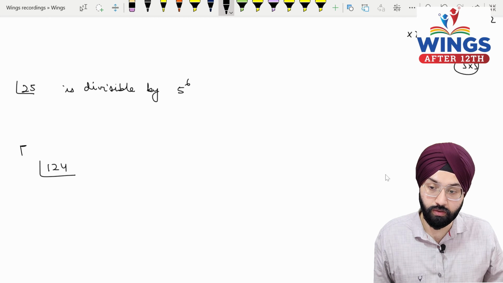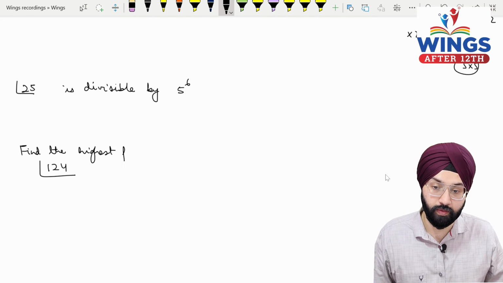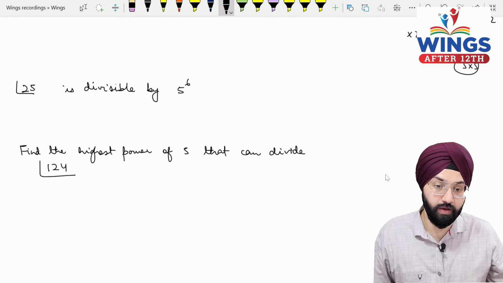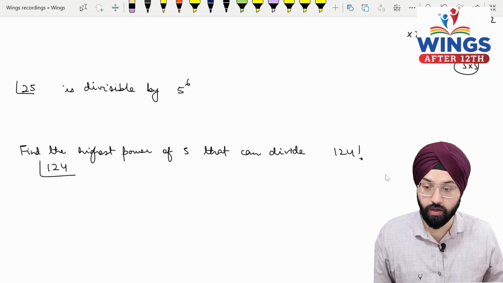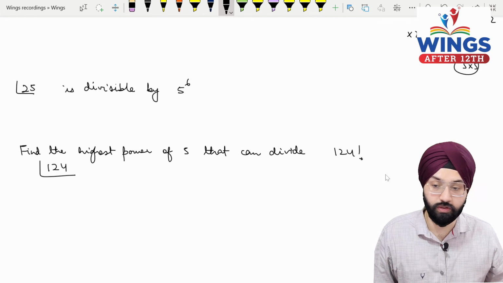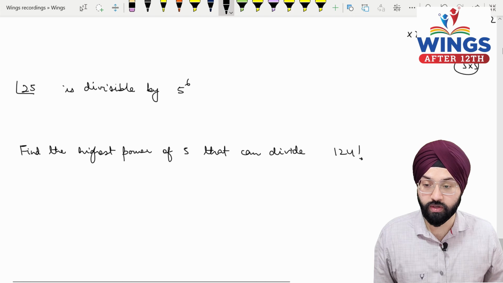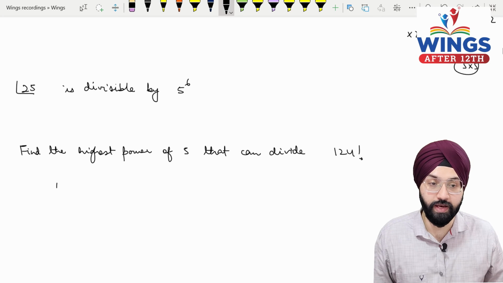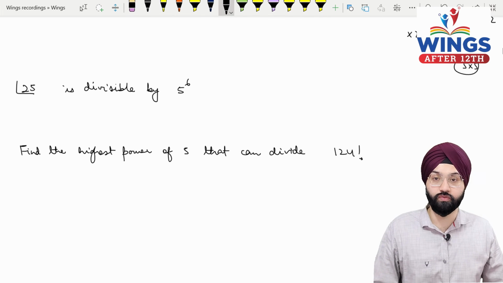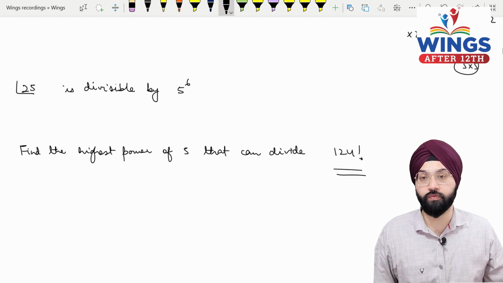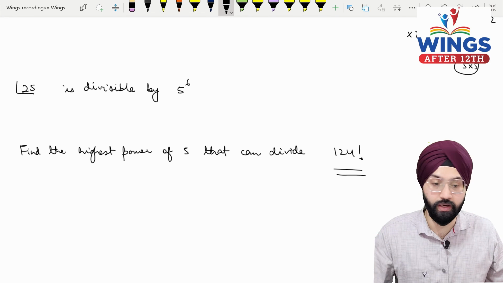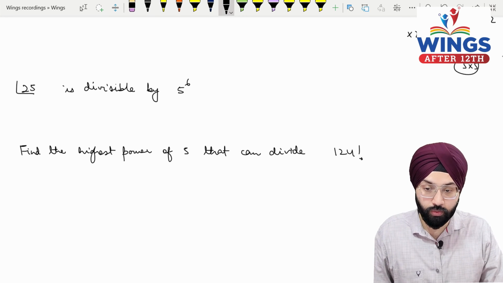The question is: find the highest power of 5 that can divide 124 factorial, right? We can write factorial in both ways, in this way also or in this way also. So the highest power of 5 that can divide 124 factorial. It is very, very difficult to calculate it this way like we did for earlier values. As there were smaller values, we were able to do that. But for bigger values like 124 factorial, it's not possible to calculate it that way, right?